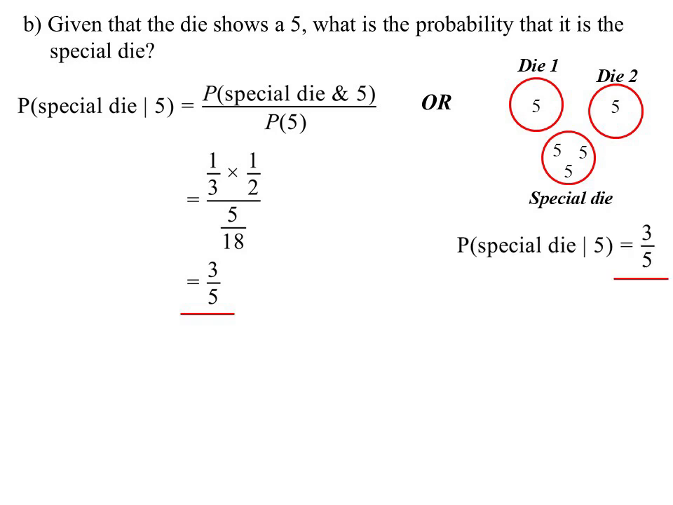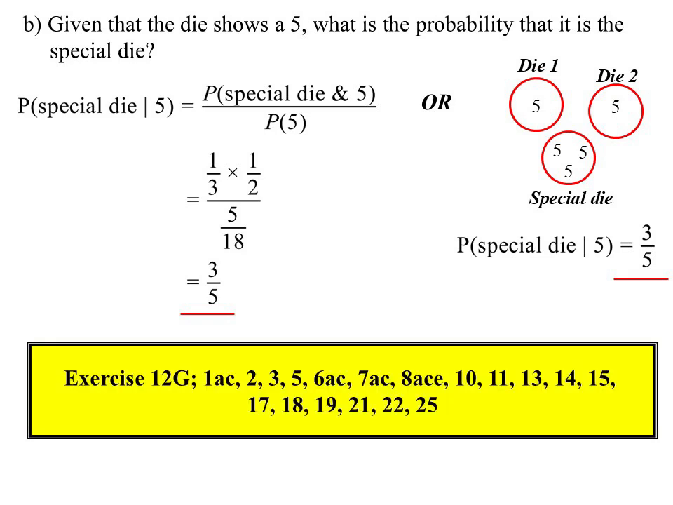Well, the probability then that special die, given that it's 5, well, they've all got 5s, all up, 3 of those 5s are on the special die out of, there's 5 5s all up. So 3 in 5. Well, that's a way of using diagrams to solve that problem.